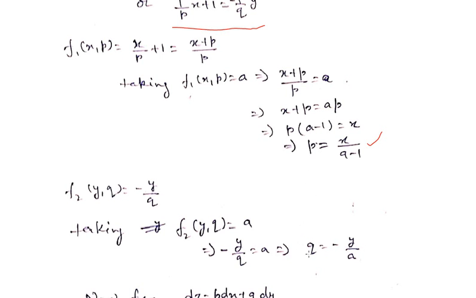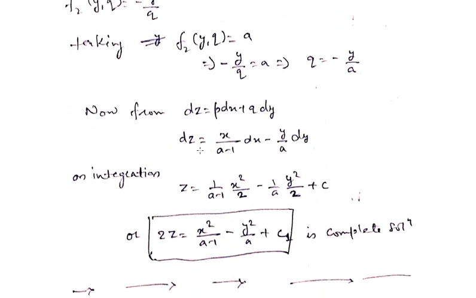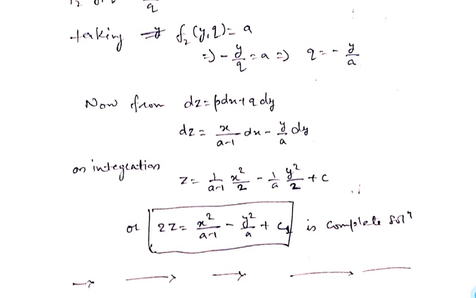Now we will put the values of p and q in dz = p dx + q dy. And after putting the values of p and q in this equation, we will integrate it, and after integration we get z = 1/(a - 1) times the integration of x, which is x squared by 2, minus 1/a times the integration of y with respect to y, which is y squared by 2, and it becomes 2z = x squared/(a - 1) - y squared/a + c1, where c1 and a are arbitrary constants. So this is the complete solution of the given problem. Let's take one more problem.